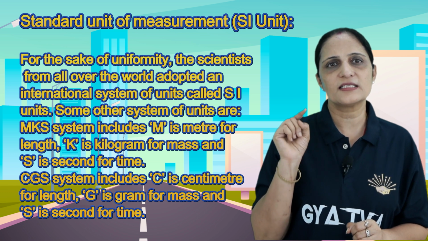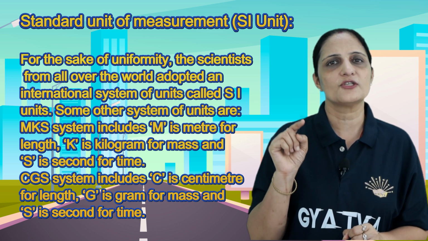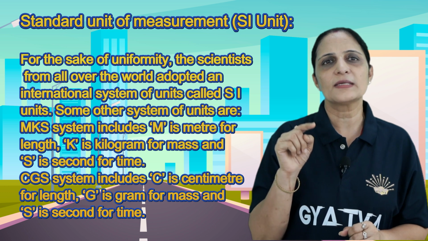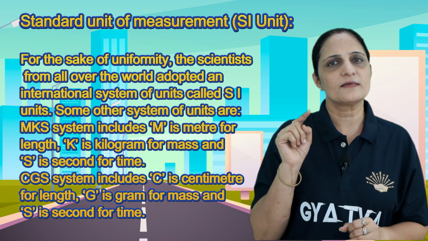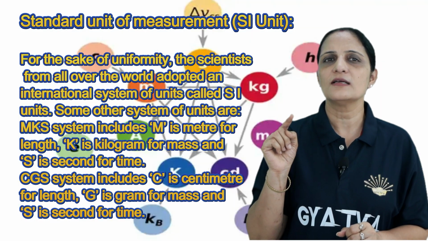Capital C means centimeter, which is used for measuring length. Capital G means gram, which is used for measuring mass. Capital S means second, which is used for measuring time.